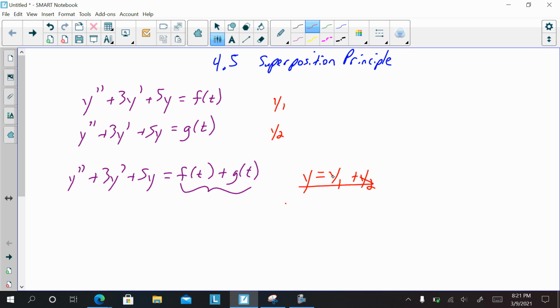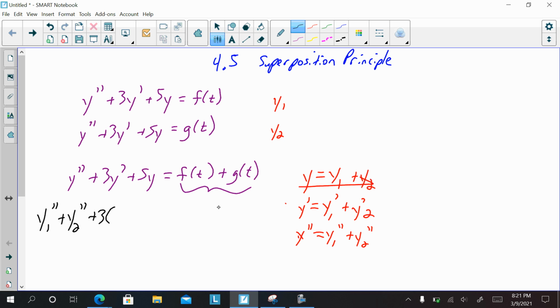Well, if y is y1 plus y2, then y prime would be the derivative of y1 plus the derivative of y2, and y double prime would be y1 double prime plus y2 double prime. So in our differential equation, we're going to replace y double prime with y1 double prime plus y2 double prime. And then we have 3 times the first derivative, which is y1 prime plus y2 prime, and 5 times the function, which is y1 plus y2.